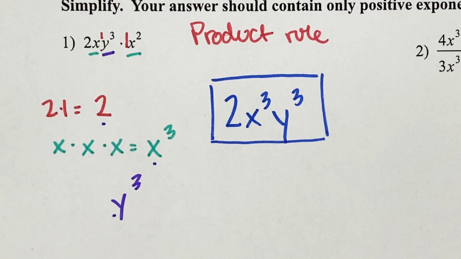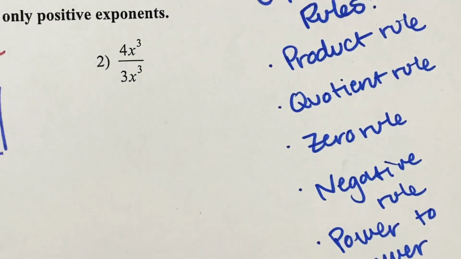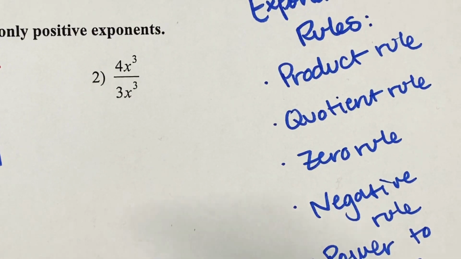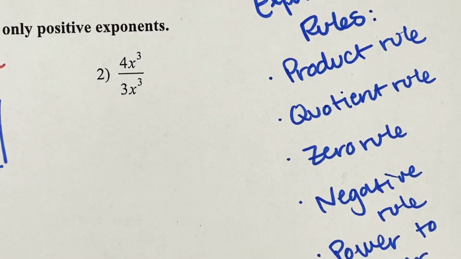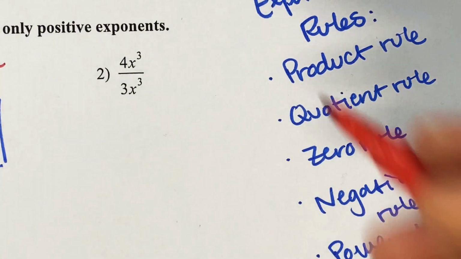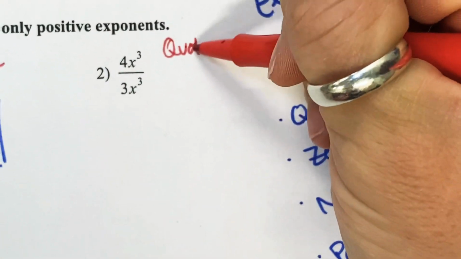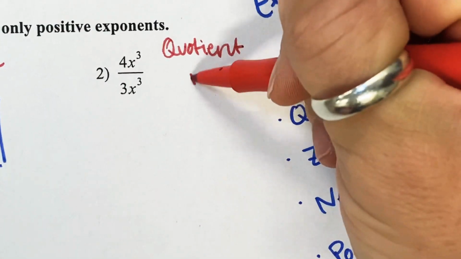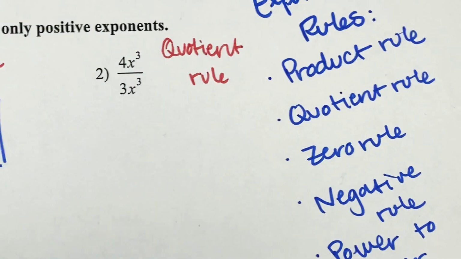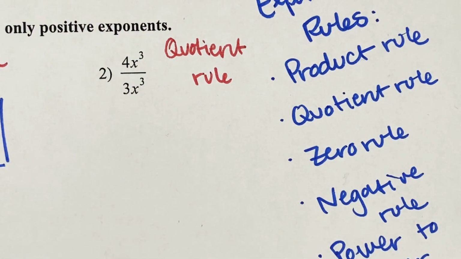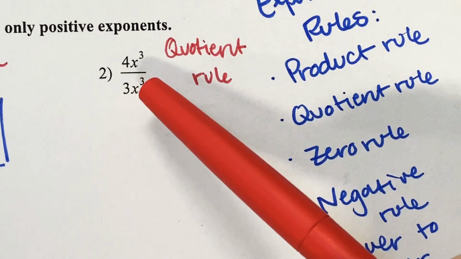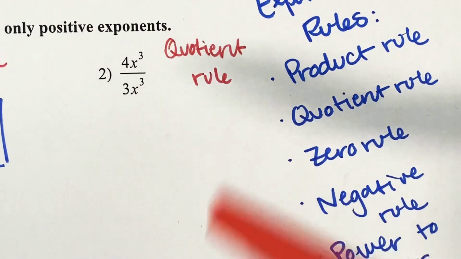Okay, number 2. So number 2, I see that there's this fraction bar in the middle. That means it's being divided. Okay, and when it's being divided, that tells us that we're going to have to use our quotient rule. Okay, so our quotient rule means that things either subtract or they cancel.